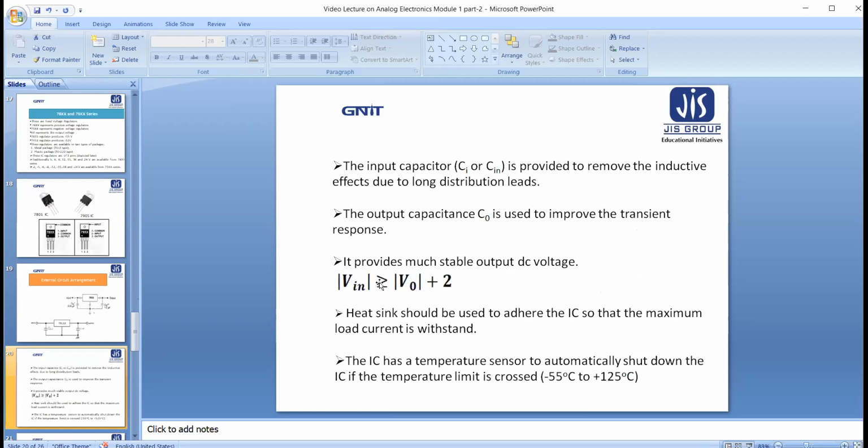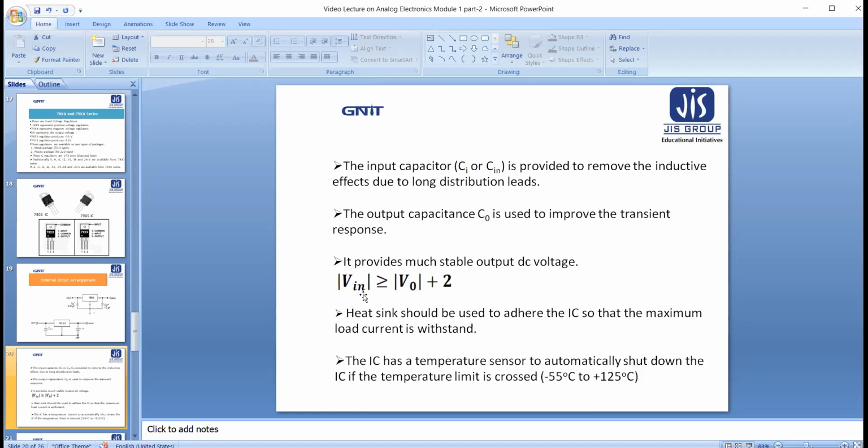Now we will go to some specifications for the design. This regulator will provide an output voltage which will be less than V in by 2 volt. So if your desired voltage is 5 volt, you must use 7808, because the input will be larger than the output voltage by 2 volt.